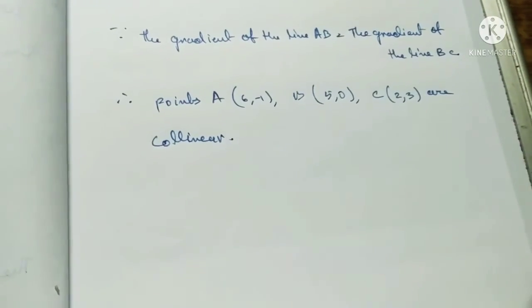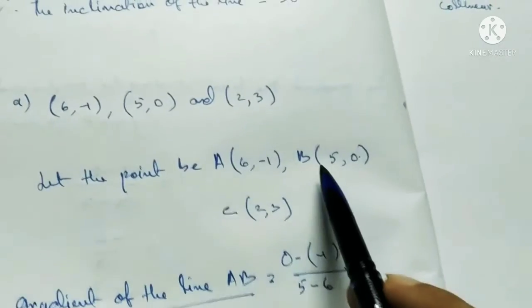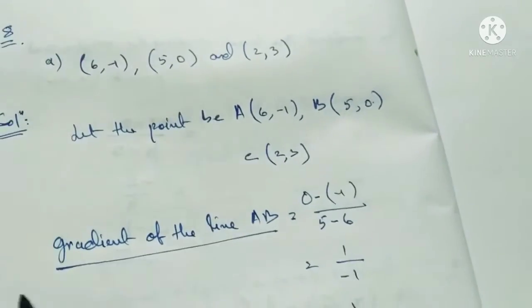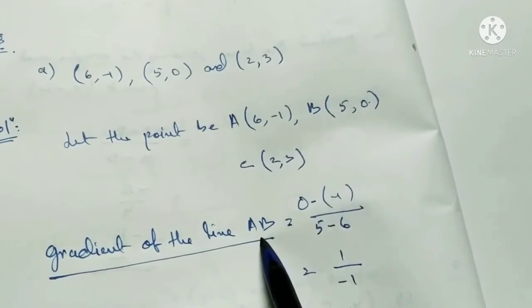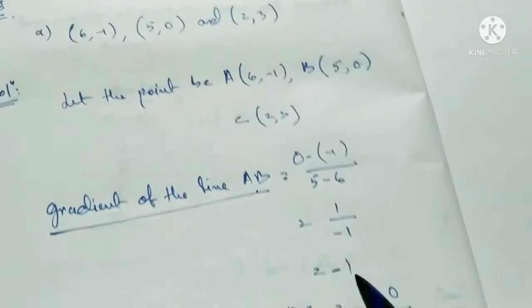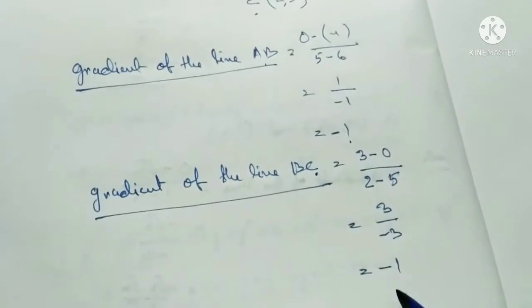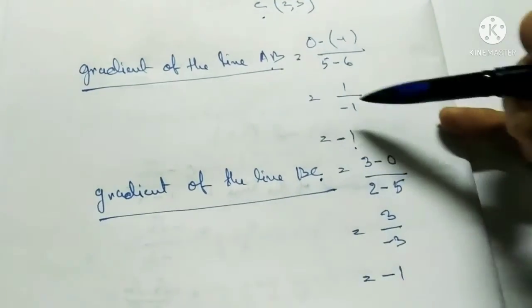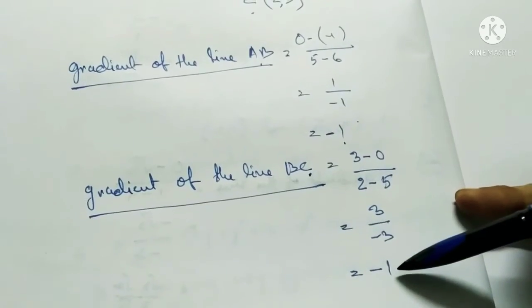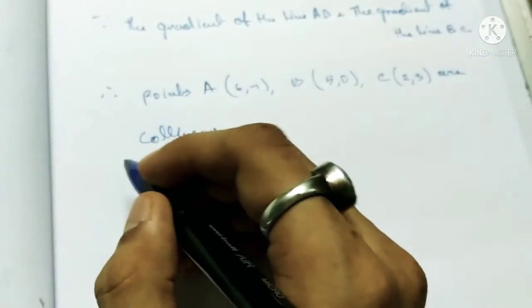So in here, the 3 points you take, A, B, C, gradient of the line AB you take out. This is minus 1 you will get, and then gradient of the line BC you take out. This is minus 1 I will get. So gradient of the line AB is equal to gradient of the line BC. So therefore these 3 points are collinear.